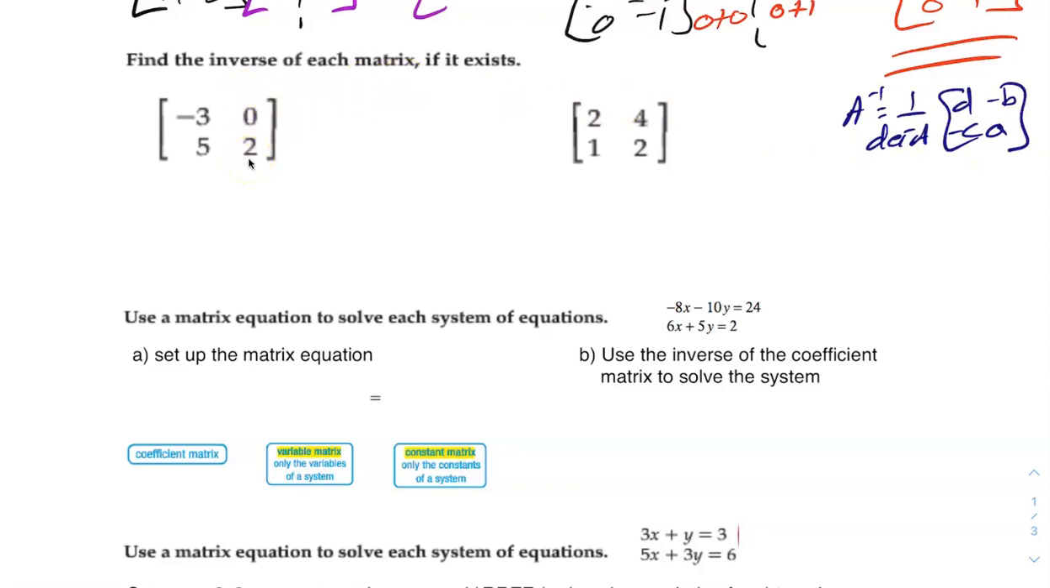So first gotta find the determinant. So down minus up. Negative 6 minus 0. So it does exist because I could fill out the formula now. It's going to be 1 over negative 6.